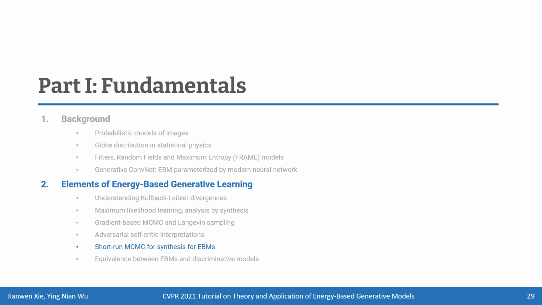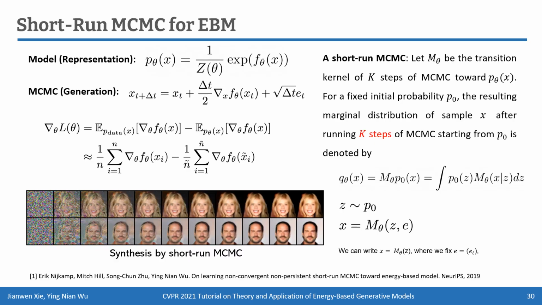Now, we are going to talk about short-run MCMC for EBMs. Given an energy-based model p(x), Z is the intractable normalizing constant, f(x) is the negative energy, and theta are the parameters. The maximum likelihood learning of the energy-based model p(x) requires MCMC sampling, such as Langevin dynamics, to approximate the gradient of the log likelihood.